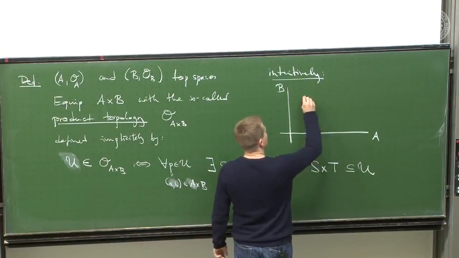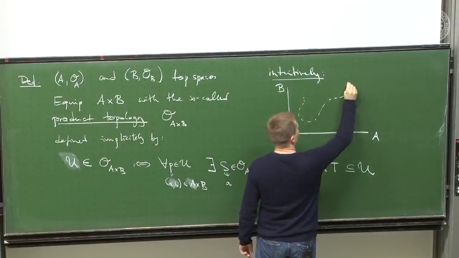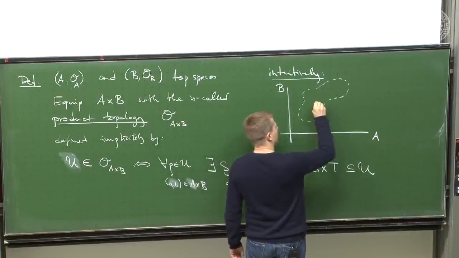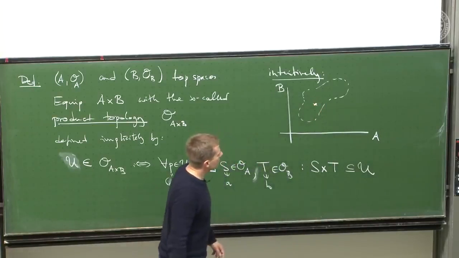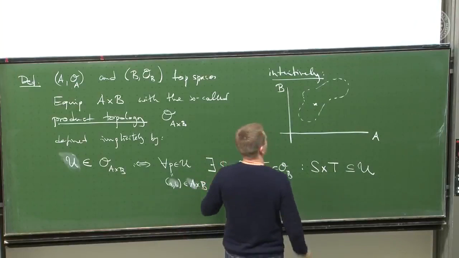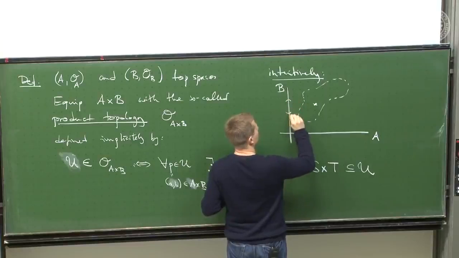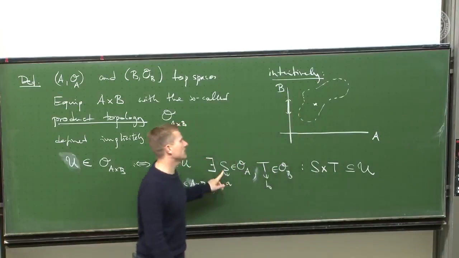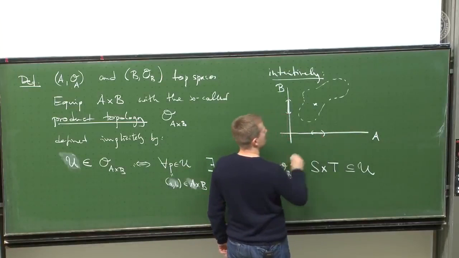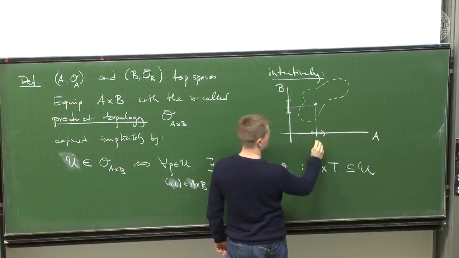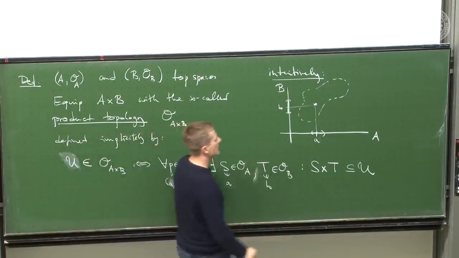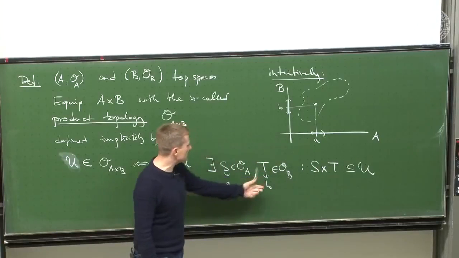And I can ask the question, is this set here open or not? Well, I need to check whether for every point, let's say this one, there is an open set in here. Let's assume it looks like this, so I'm thinking real line here. And there's an open set here like this, because this point here is the (a, b) point. It's the pair in this Cartesian product. And then I need to find sets S and T here.